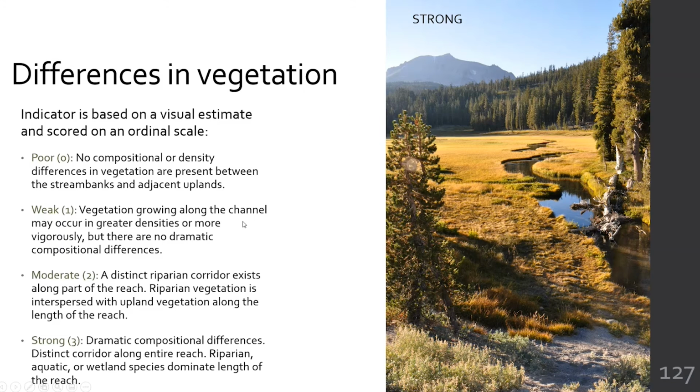And then strong, you have dramatic differences between the stream corridor and the adjacent uplands. You have a lot of adapted wetland plants or riparian plants growing along the reach, whereas here the uplands are dominated by pine. So it's a pretty strong and striking difference here.